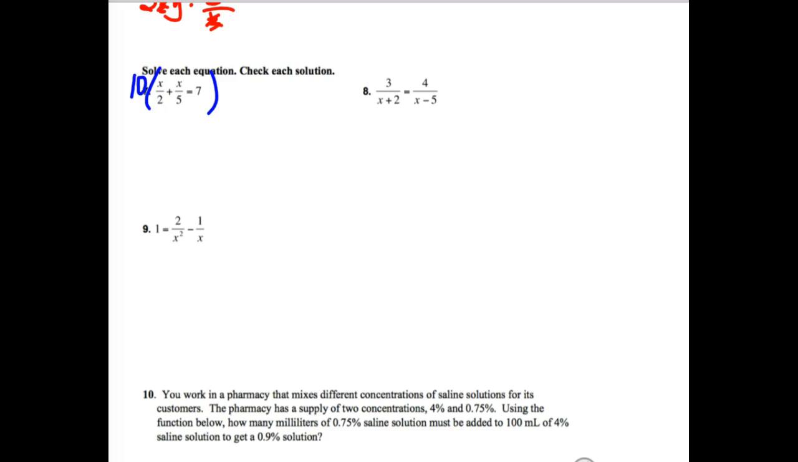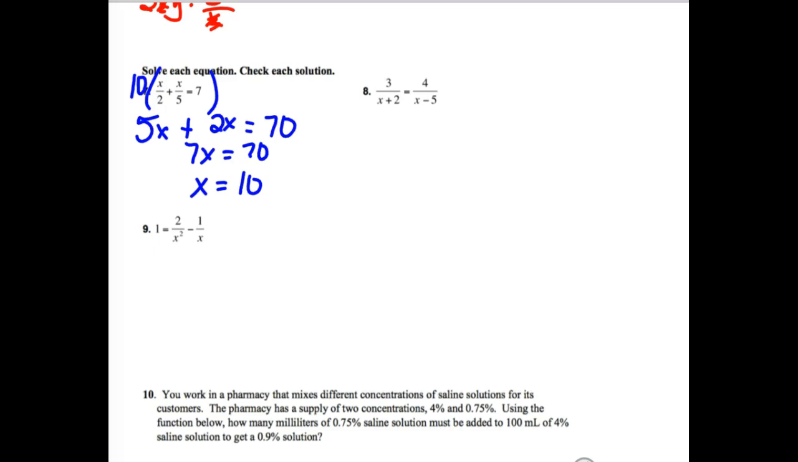10 times x divided by 2 becomes what? 10 times x divided by 5 becomes 2x. 10 times 7? And now we have just a nice linear equation. 5x plus 2x is 7x. It equals 70, which means x would have to be 10. Let's go down to number 9 next, and then we'll go back to 8.